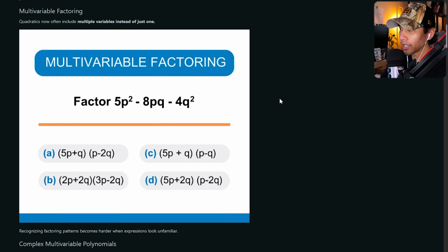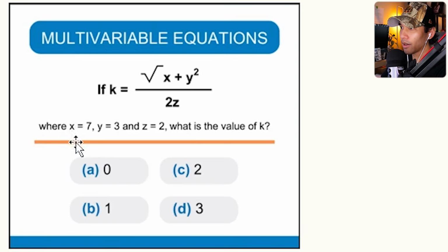But enough of me talking. Let's just go ahead and work out these problems. Right now, we see that we have 3 variables: x equals 7, y equals 3, and z equals 2. K equals the square root of x plus y squared over 2z. Again, you're going to find out that this is formatted incorrectly. Okay, I'll show you why.